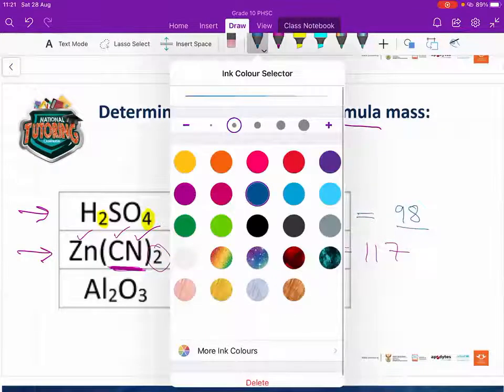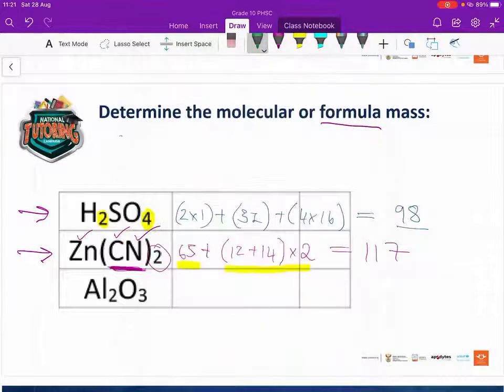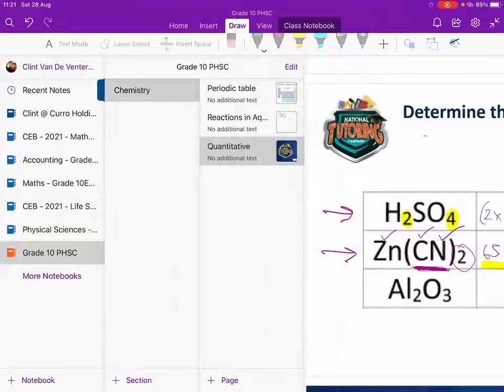And then let's look at another one. Aluminium oxide. This would also be a formula mass calculation, because aluminium is a metal and oxygen is a non-metal. So let's go back. We've got aluminium and oxygen. Let's go back and look at our periodic table.